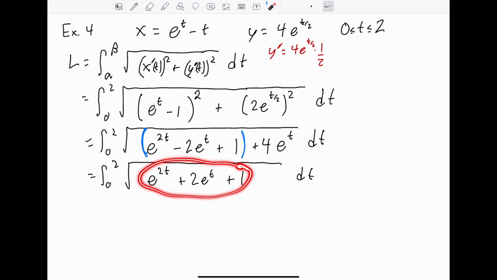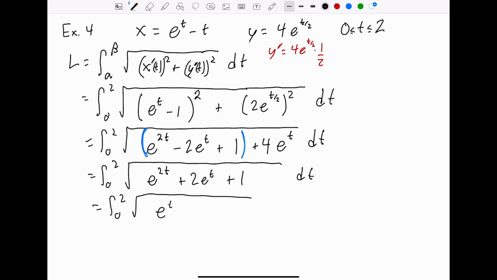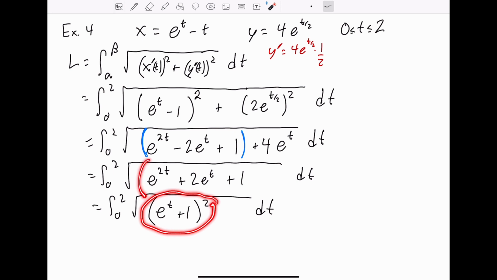What would we get? Well, we would get e to the t, instead of minus 1, we would get e to the t plus 1. So the next step we can write is the integral from 0 to 2, square root of e to the t plus 1 quantity squared. And you can verify if you'd like. If you expand out this e to the t plus 1 squared, FOIL that out, and you'll get this expression here. Now we have the square root of a square. That's very nice. Those cancel, so we have the integral from 0 to 2 of just e to the t plus 1. Look how nicely this simplified.